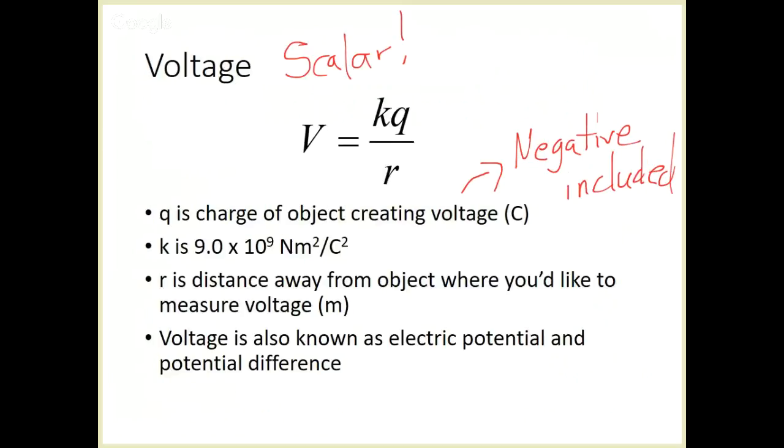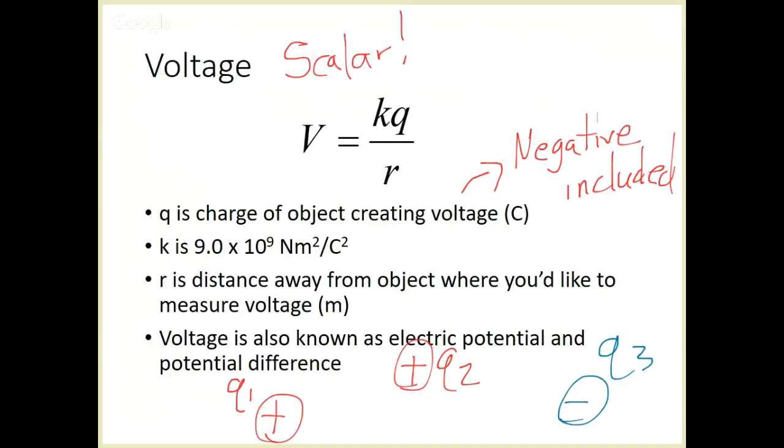Negative included. So around a negative charge, I get a negative voltage. Around a positive charge, I get a positive voltage. And if you've got a bunch of charges all in one space, say this is Q1, Q2 is up here, and Q3 is somewhere down here. And let's say I want to find the voltage right here.